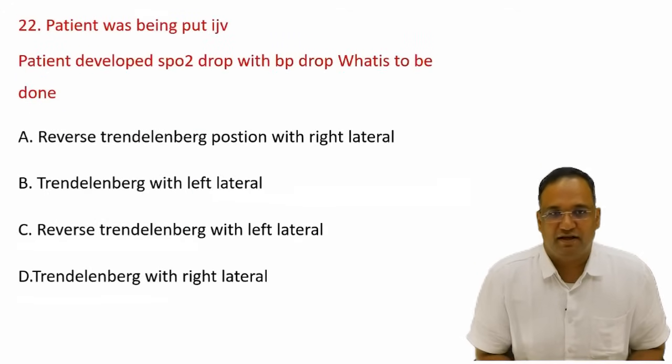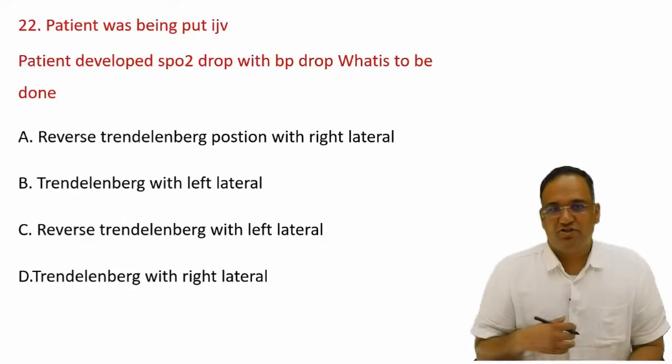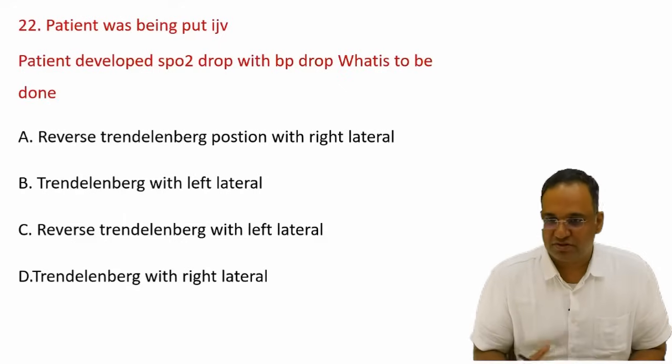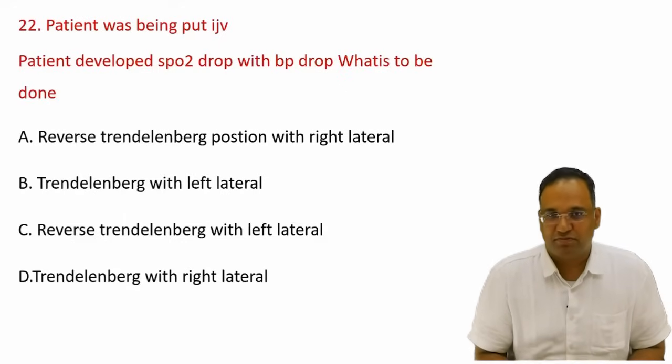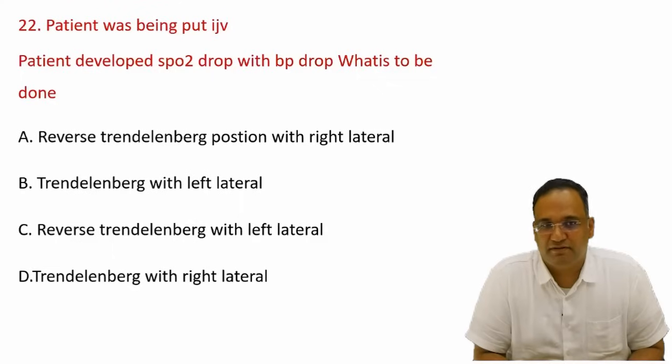A patient was being put on IJV. Patient developed SpO2 drops with BP drops. What is to be done? So, an internal jugular puncture was done. Probably this was the question. And the patient drops saturation and the BP. What could be the cause?